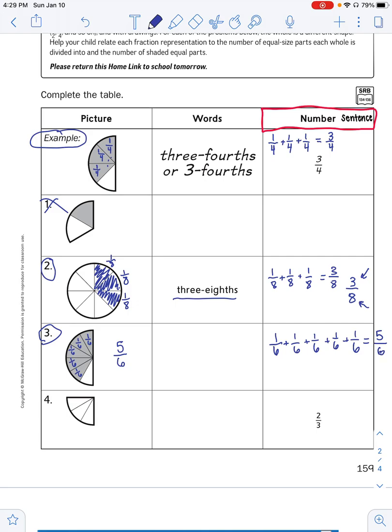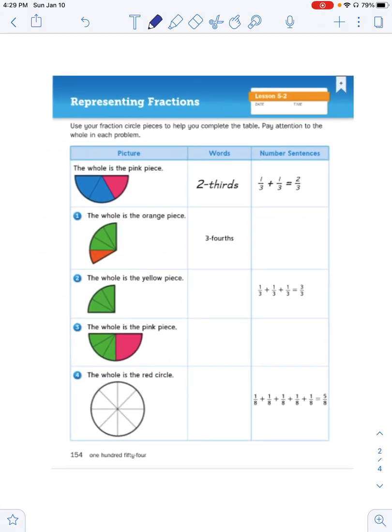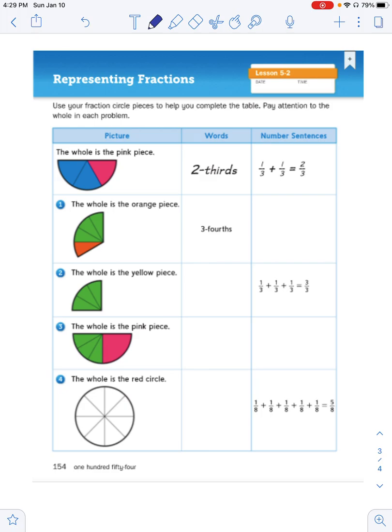And then you can label each piece to be 1/6. So this is 1/6, another 1/6, another 1/6, another 1/6, and another 1/6. And you don't necessarily have to do that inside the shape, but I like to just so I can copy it over here for my number sentence. So 1/6 plus 1/6 plus 1/6 plus 1/6 plus 1/6 equals 5/6. So 5/6 would be my fraction, and then I would put that in words over here. So I can either put the number 5 and then write out the word sixths. That one is hard to say. Or I can write out both words.